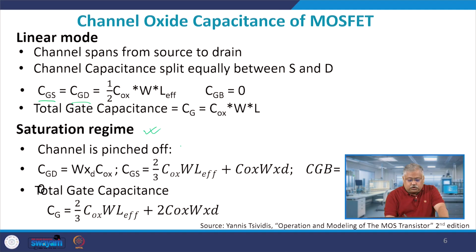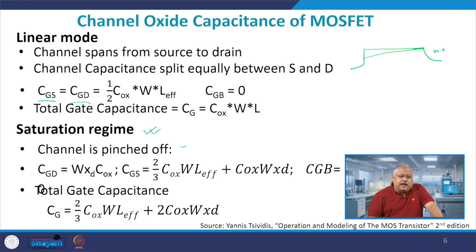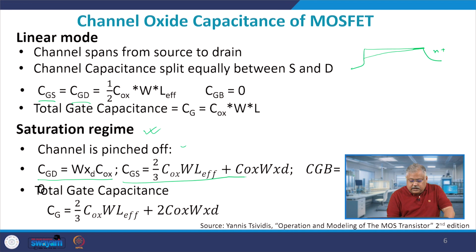Now let us come to the saturation region of operation, and the channel is therefore pinched off. What has happened is that I have source and drain, and the channel which was higher here is now pinched off, or it has gone to this particular place because of the large value of drain to source voltage. Then what authors have said, and this is a research topic, debatable as of now, is that the total gate to drain capacitance is W into XD into Cox, and gate to source is 2/3 Cox into W L effective plus Cox into W XD. I will explain what I mean by that.